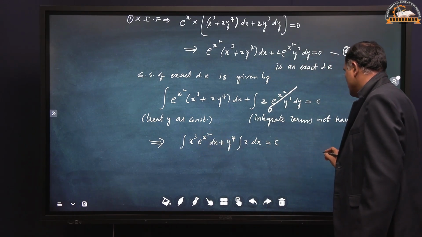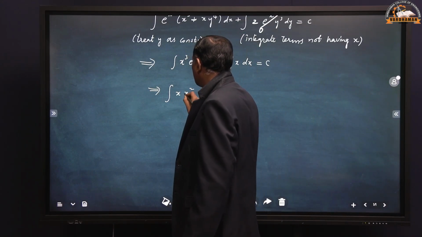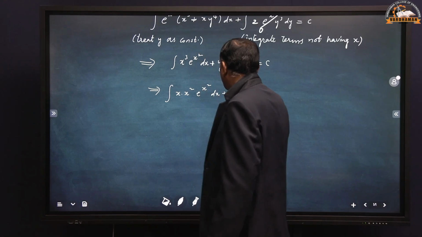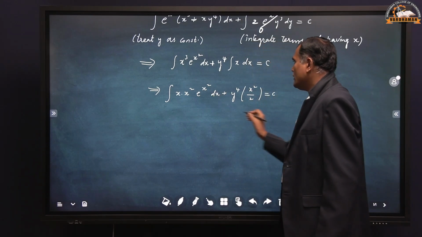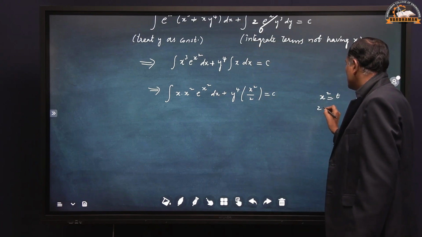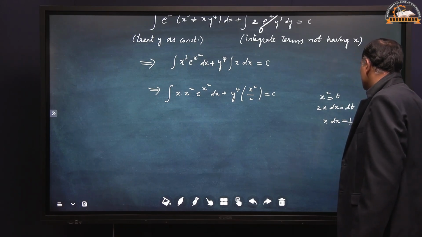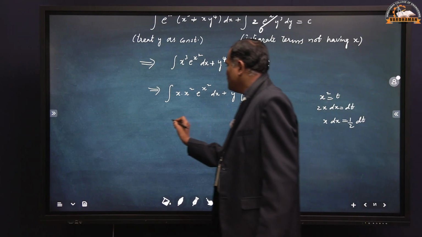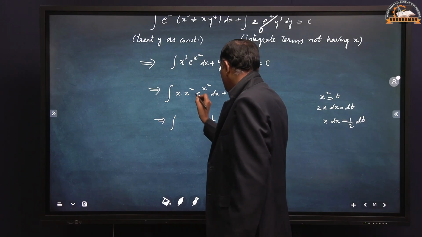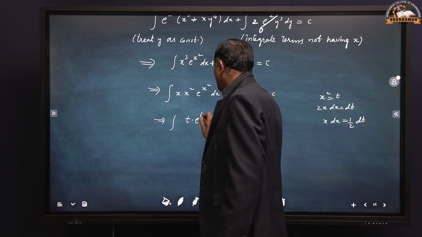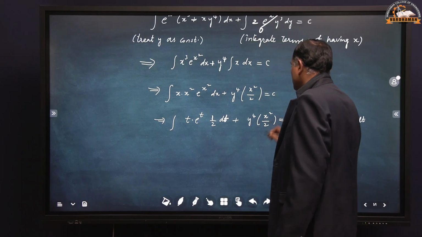This can be integrated by taking like this. x cube can be written as x into x square, e power x square dx, y power 4. Integration of x is nothing but x square by 2 equals some c. Now let us take x square equals some t here. We can write 2x dx equals dt. So x dx can be written as 1 by 2 times dt. Substitute this here. In place of x dx we can write 1 by 2 dt. In place of x square we can write t. So we get like this. This term we write as it is. Already we have written the integration of x here.